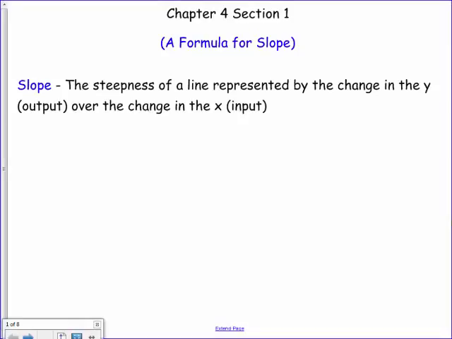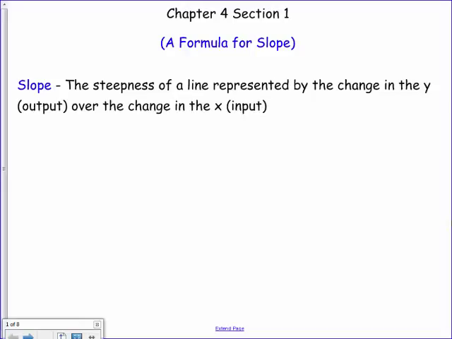So I'm hoping this is some review for us, but we're going to cover it anyway just so we got this down. We're going to come up with our formula for slope. And remember, slope is like the steepness of a line. It's represented by the change in the y, which is our output, over the change in our x, which is our input. And we've already done that.